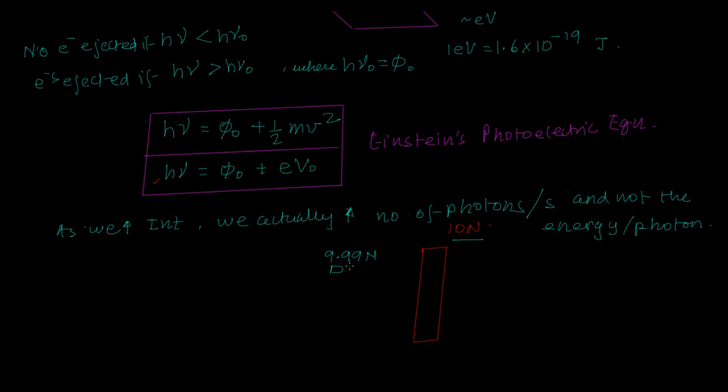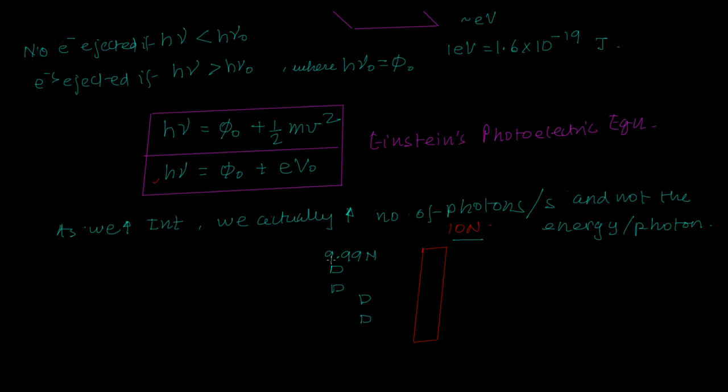Okay, and obviously no two bullets hit the pillar at the same time, because no two photons will go and hit the electron at the same time. The probability becomes very, very less, right? So you keep on firing. So when you are increasing intensity, you are actually increasing the number of bullets and not the energy per bullet.